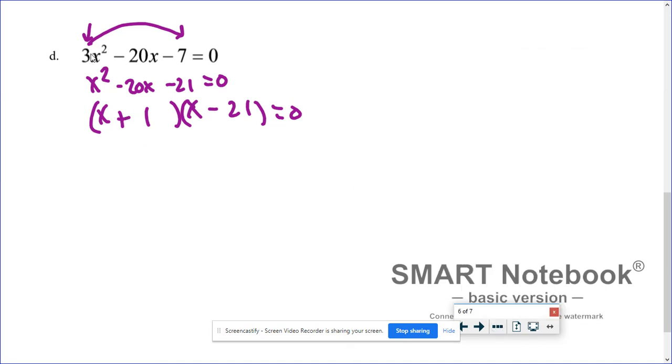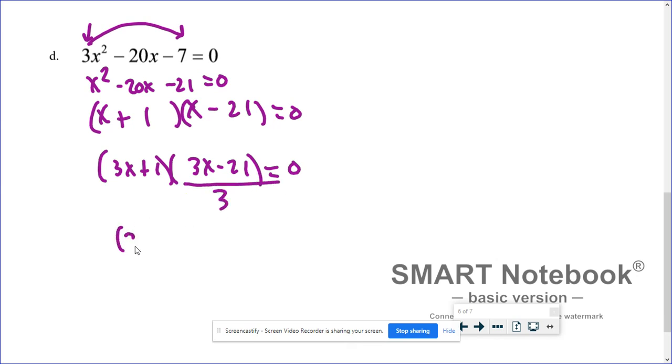Back to this part. Now the 3 I have to put back on. So I have 3x plus 1 and 3x minus 21. Now you divide a common factor where you can. Between 3 and 1, nothing. Between 3 and 21, I can divide a 3. So you got 3x plus 1 times x minus 7.